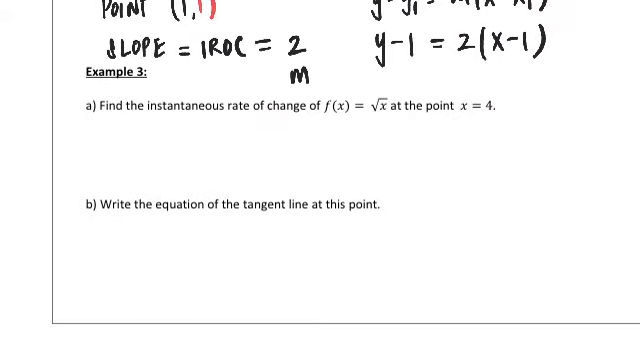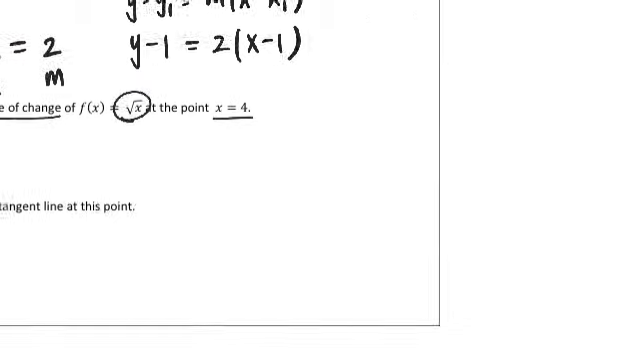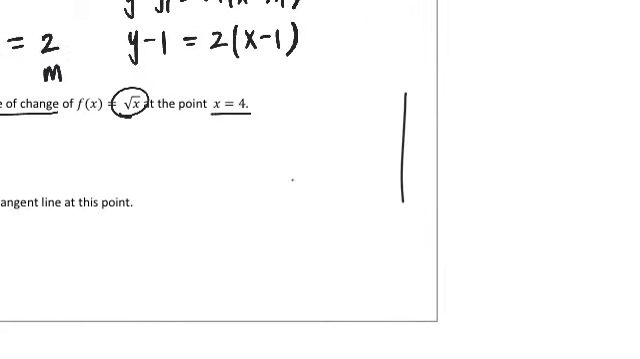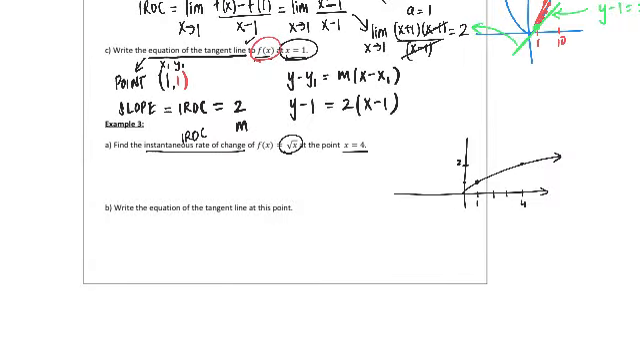Okay, example 3, very similar problem with a different function. Find the instantaneous rate of change, the IROC, for the square root of x function at the point x is equal to 4. So in this case, let's even start with the visual. You're doing a square root function. So remember, 1 goes to 1 and 4 goes to 2. And we've got this shape like this. This is my square root function. It's a parabola on its side with the bottom half cut off.